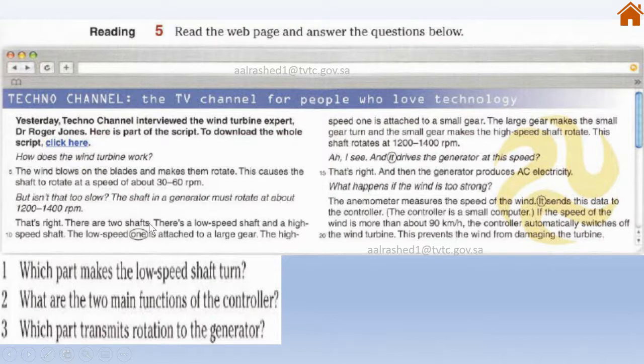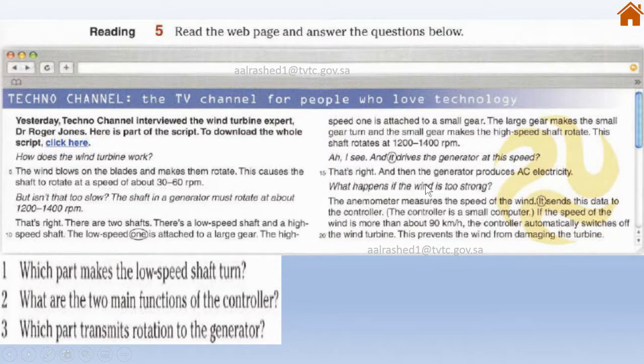That's right. There are 2 shafts. There's a low speed shaft and a high speed shaft. Low speed one is attached to a large gear. The high speed one is attached to a small gear. The large gear makes the small gear turn. The small gear makes the high speed shaft rotate. This shaft rotates at 1,200 and 1,400 RPM. I see, and it drives the generator at this speed. That's right, and then the generator produces AC electricity.